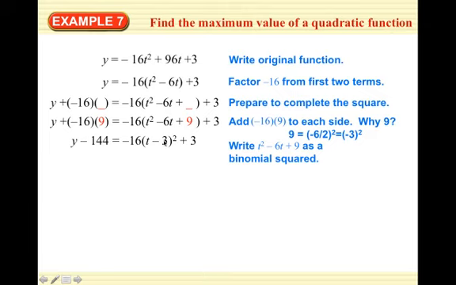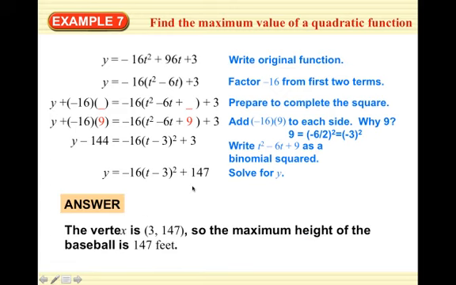And we're going to add 144 to both sides. And so we get y equals negative 16 times t minus 3 quantity squared plus 147. All right, so it's in vertex form. So I can tell that a is negative 16, I can tell that h is 3, and I can tell that k is 147. k is what we were after. So since the vertex is (3, 147), the maximum height of the baseball is 147 feet.